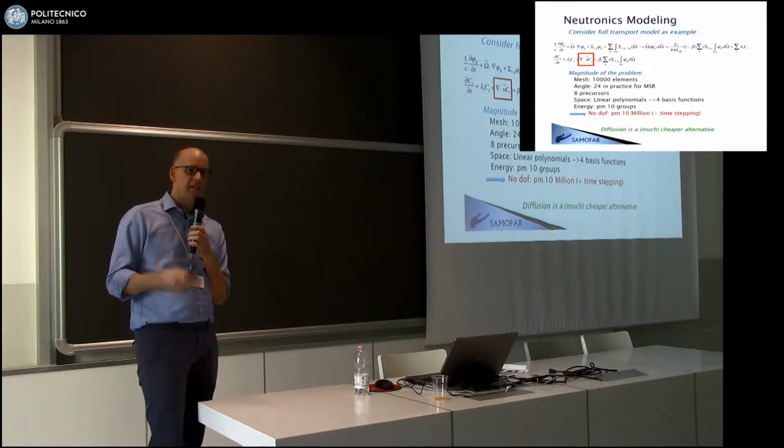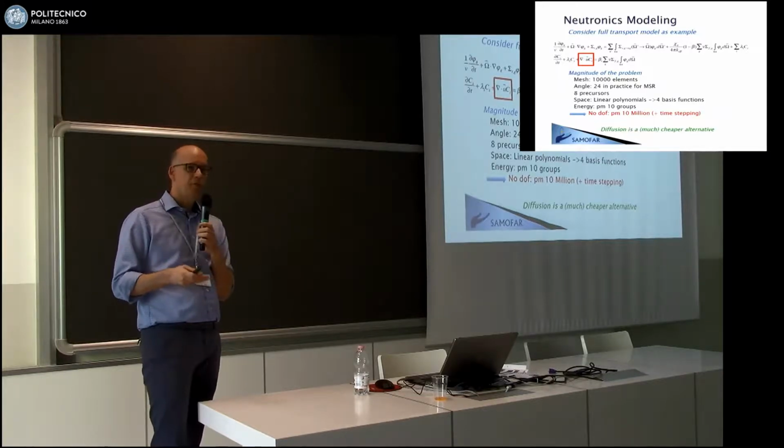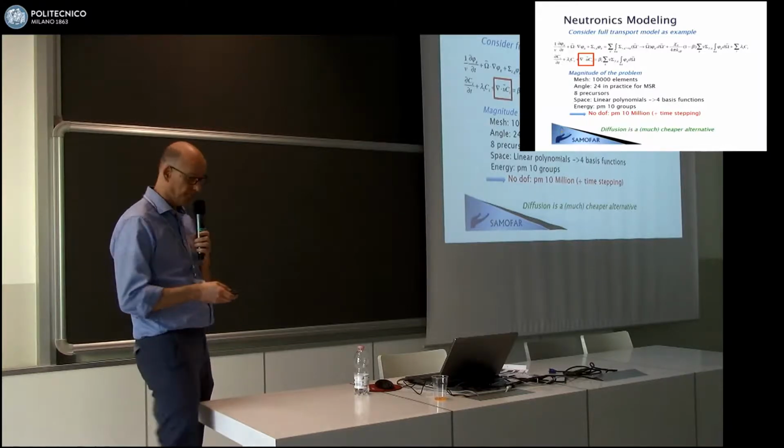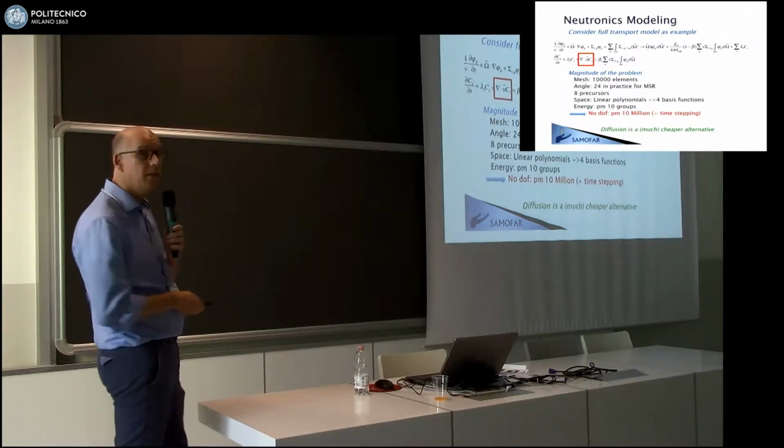And it's not just a steady state problem, but this is a time stepping issue. So every time step, I need to do 10 million unknowns. So it's a pretty decent sized problem. So in green, diffusion is really quite a bit cheaper.